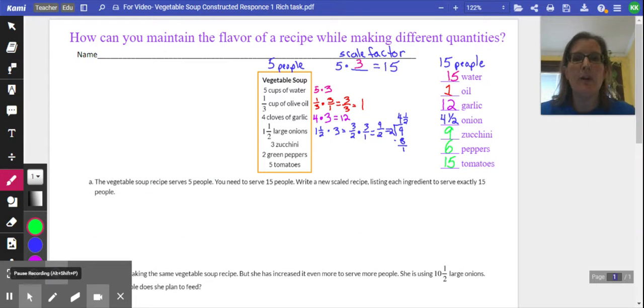This is lesson 12, part B. But first, in part A, I asked you to find your amounts for zucchini, peppers, and tomatoes and check your work. You should have gotten 9 zucchinis, 6 peppers, and 15 tomatoes.